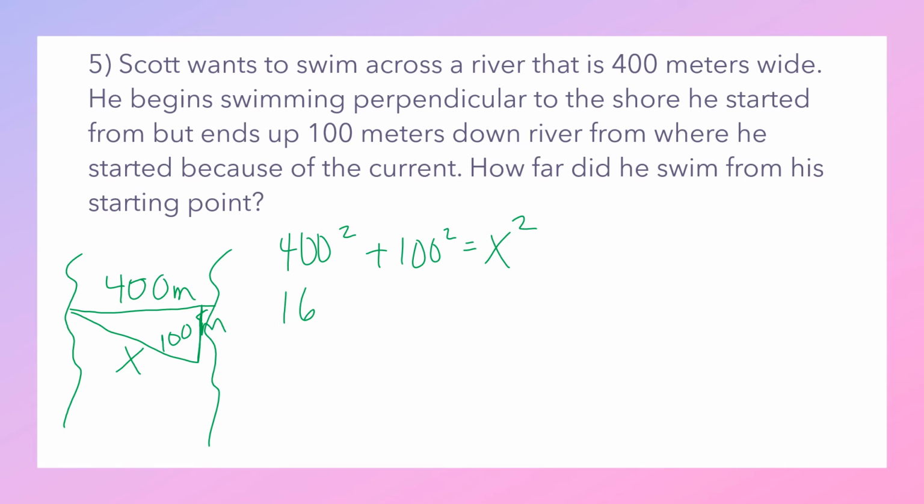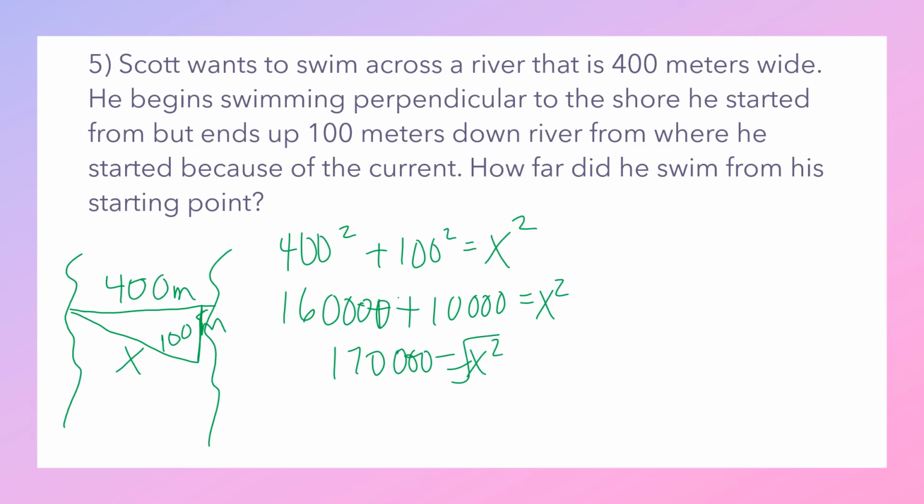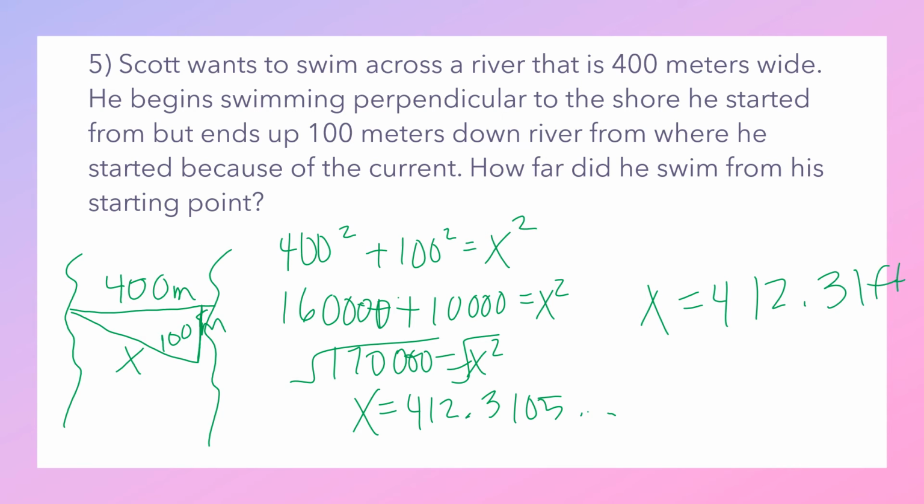400 squared is 1600, 100 squared, or wait, it's 160,000, sorry, plus 10,000 equals x squared, so it would be 170,000 equals x squared. And then you would take the square root of both sides, and you would get x equals 412.3105, which would round to 412.31 meters.